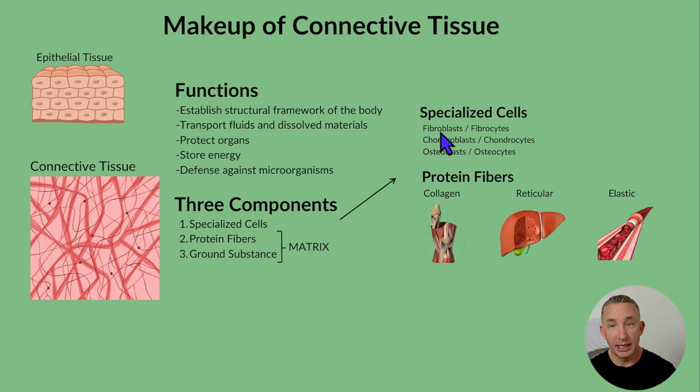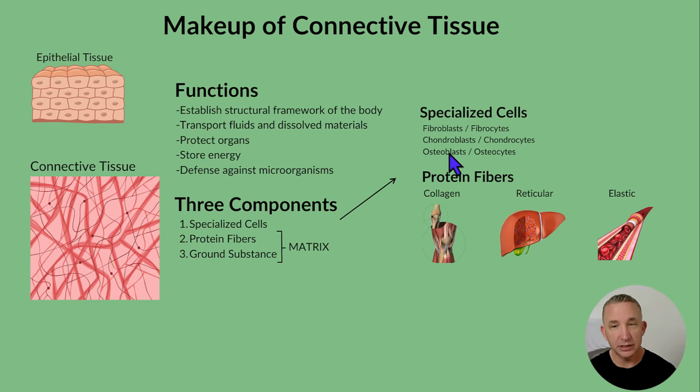A fibroblast can turn into a chondroblast or an osteoblast, but as the fibroblast gets older, it's called a fibrocyte. It's the same cell, it just got older. So a fibroblast becomes a fibrocyte. A chondroblast becomes a chondrocyte. And an osteoblast becomes an osteocyte. Now there is more of an embryonic stem cell start to this that we'll get into later as we cover the different types of tissues.